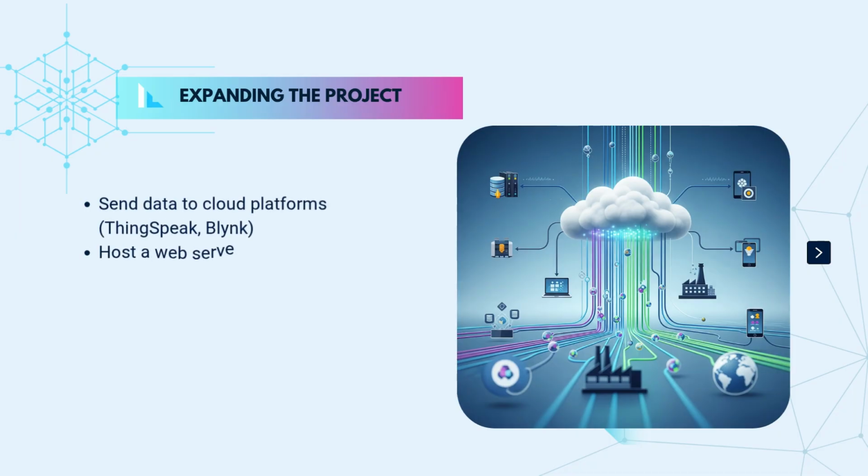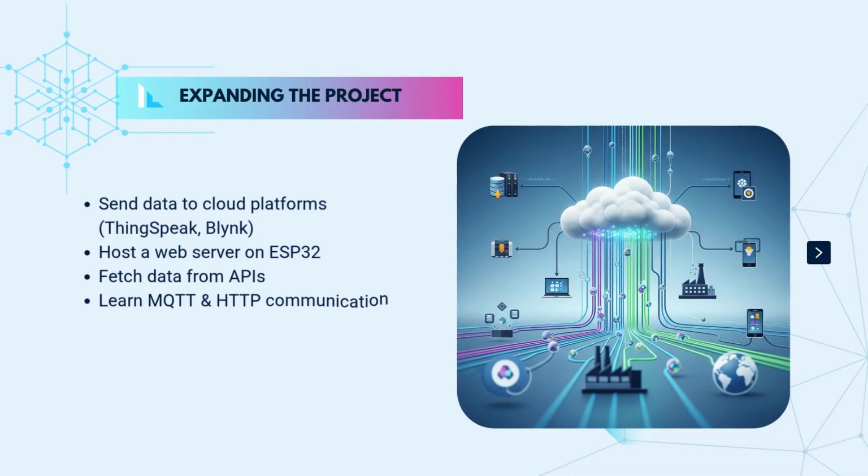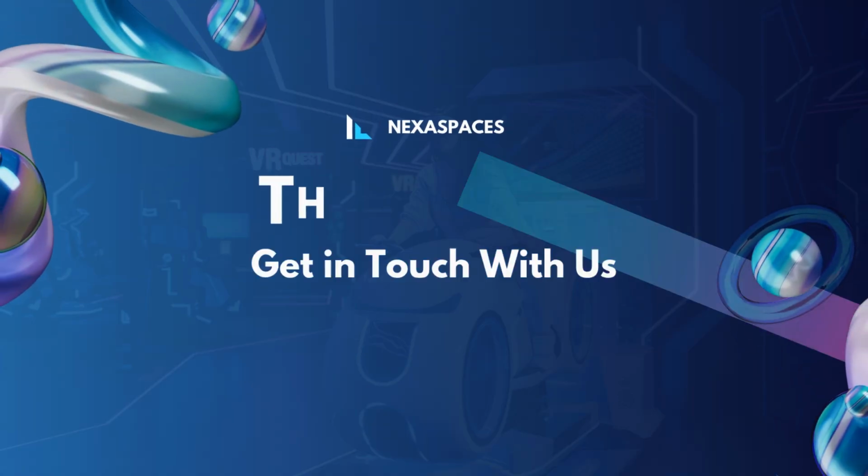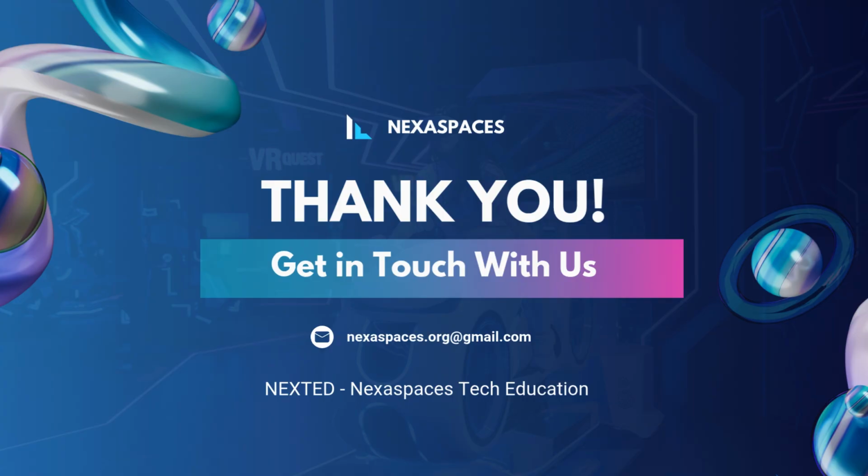You can send data to cloud platforms like ThingSpeak or Blynk. Host a simple web server on your ESP32. Fetch weather data from APIs. In our upcoming episodes, we'll use this connection to publish IoT sensor data to the cloud using protocols like MQTT and HTTP. And that's how you set up Wi-Fi on the ESP32.